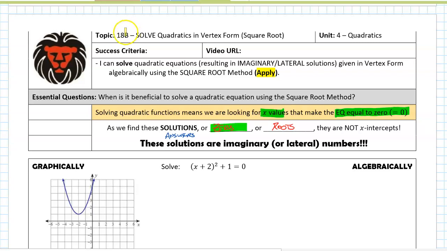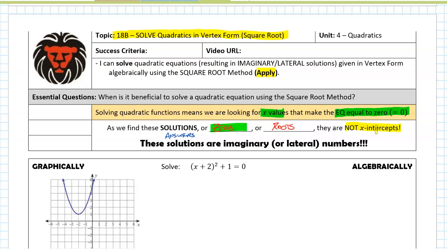This video is a continuation of topic 18, where we're solving quadratics given in vertex form using the square root method. As always, when we're solving quadratic functions, we're looking for x values that make the equation equal to 0. As we find these answers, or zeros or roots, sometimes we get values that are not x-intercepts, but are still answers, roots, zeros, solutions nonetheless.